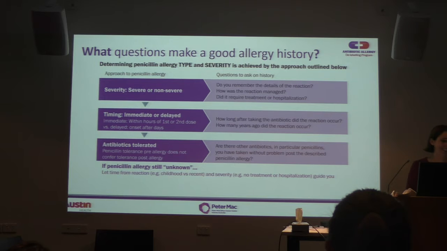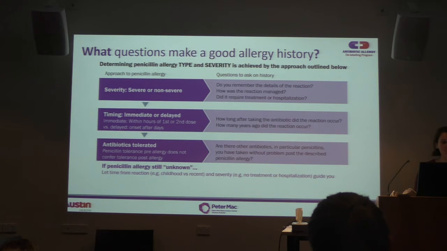So the second step is timing. Was it an immediate reaction that occurred within hours of the first or second dose, or was it a delayed reaction? Did it occur 2 to 3 days after antibiotics were started? So you can ask how long after taking the antibiotic did the reaction occur, and how many years ago did the reaction occur? And then the third step is the tolerance.